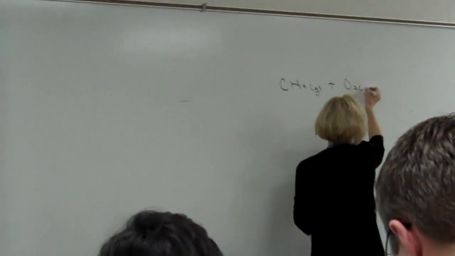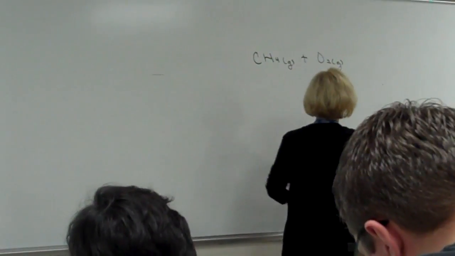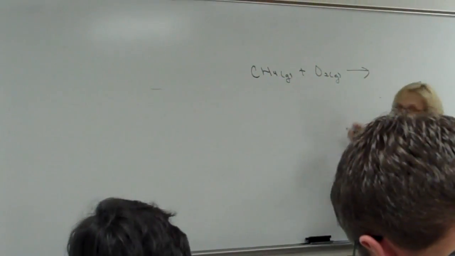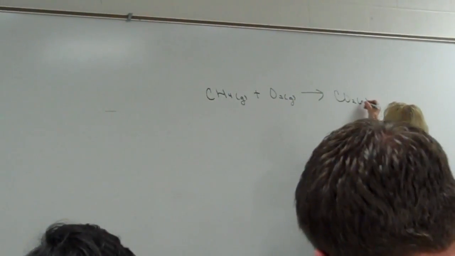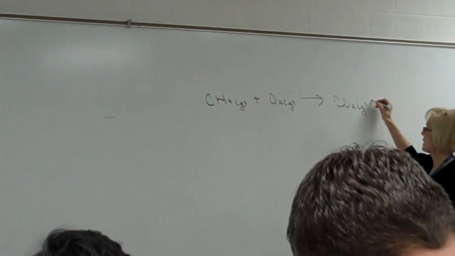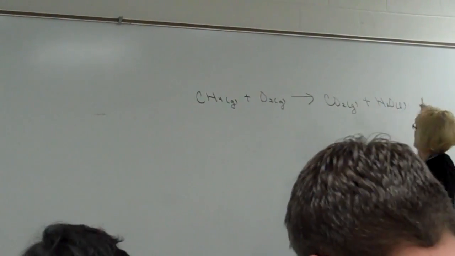We had methane gas, we're going to burn it, and when you say you're going to burn something, we're combining it with oxygen. We talked about, we know that's diatomic, and we have plenty of oxygen to go around, so we're going to make carbon dioxide and H2O liquid.